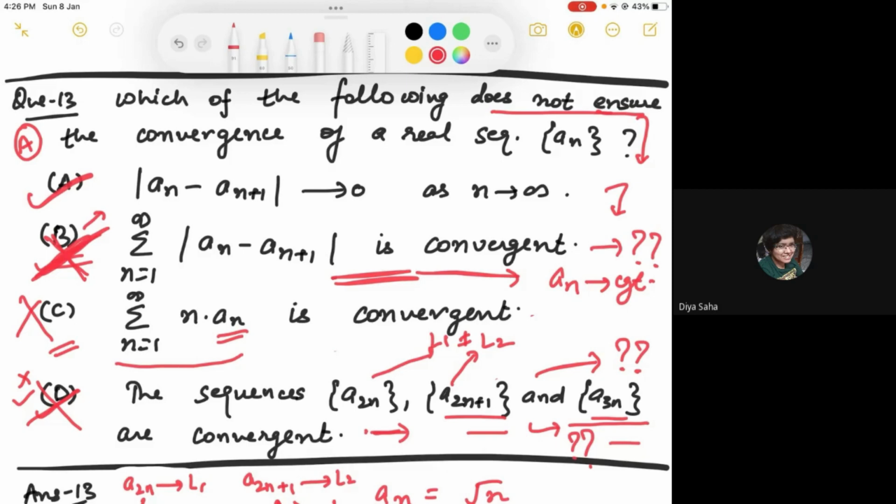Sir, can we relate option B with option A? If this is the given statement, then the limit of mod of An minus An plus 1 goes to 0. But we have already shown that option A is not true. So from there, can we conclude? In that case, p is equal to half. So that option does not work, because root n, 1 by n to the power p with p less than or equal to half, is not convergent. So I think statement B is not correct.